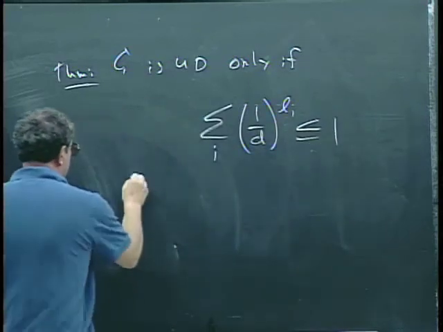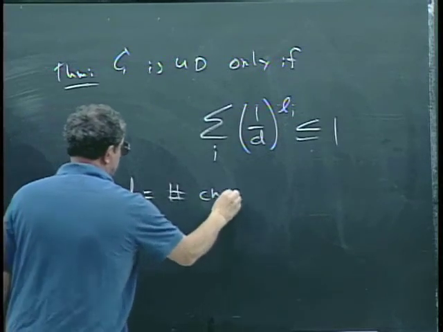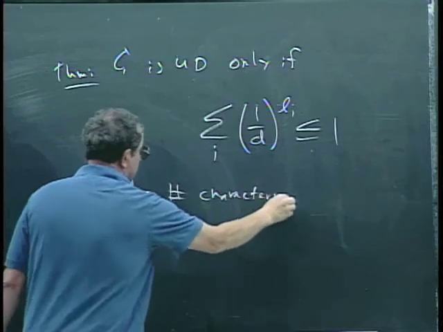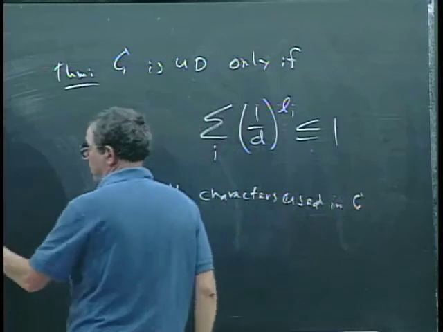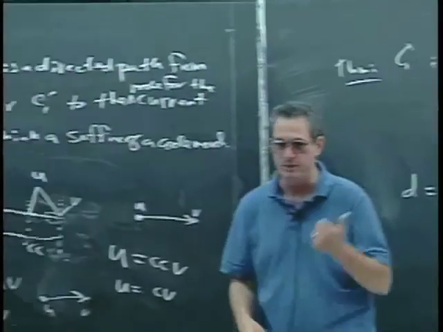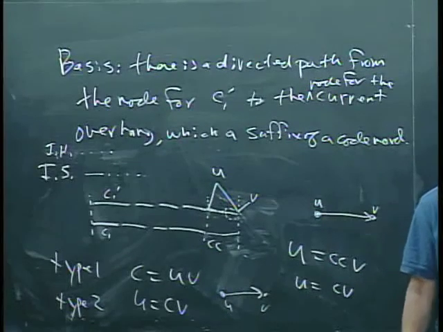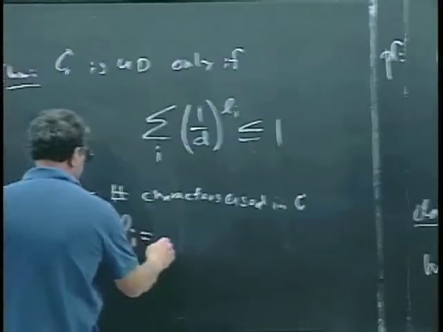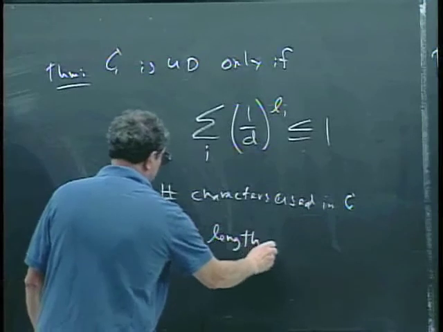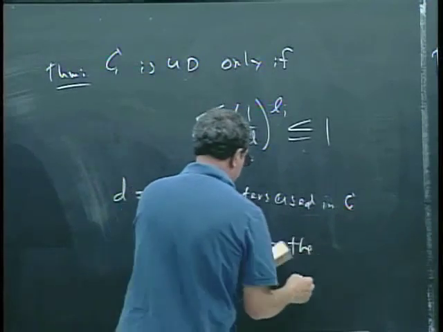D is equal to the number of characters used in C. So in our codes that we've looked at, I've always just used A, B, so D is 2, but you can have as many different characters as you like. You can have codes over 3 characters, 20 characters, whatever you like. And Li is the length of code word i.